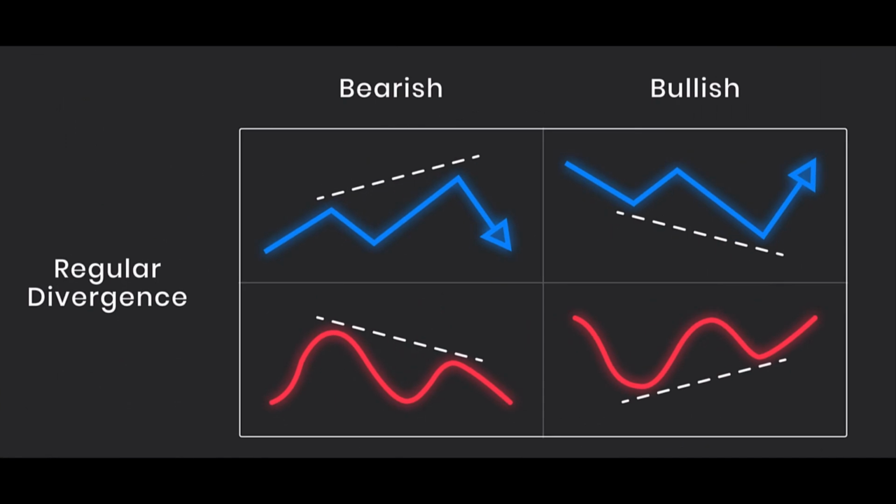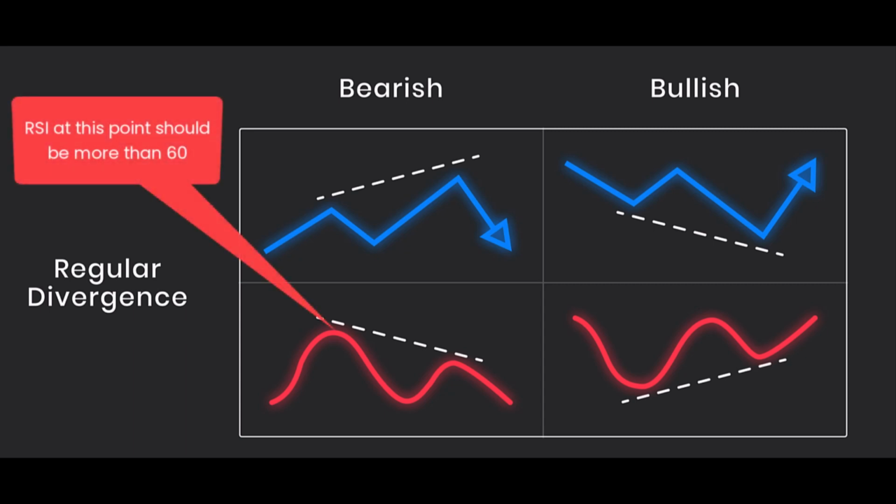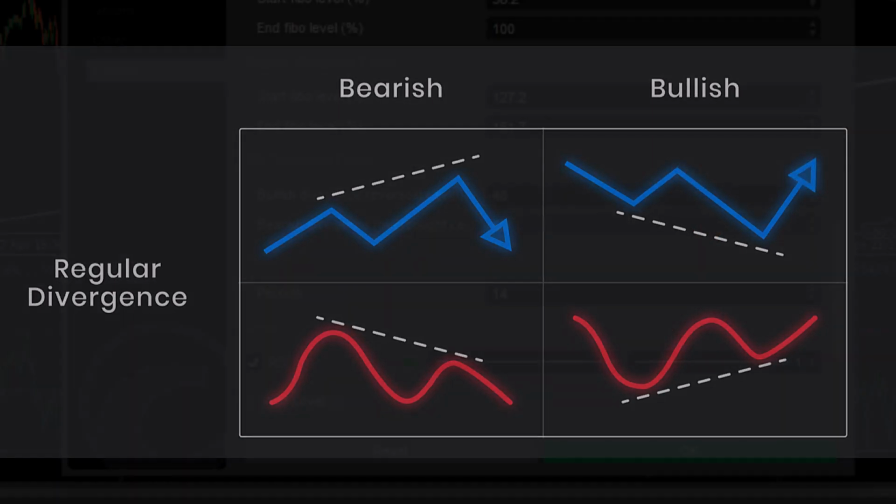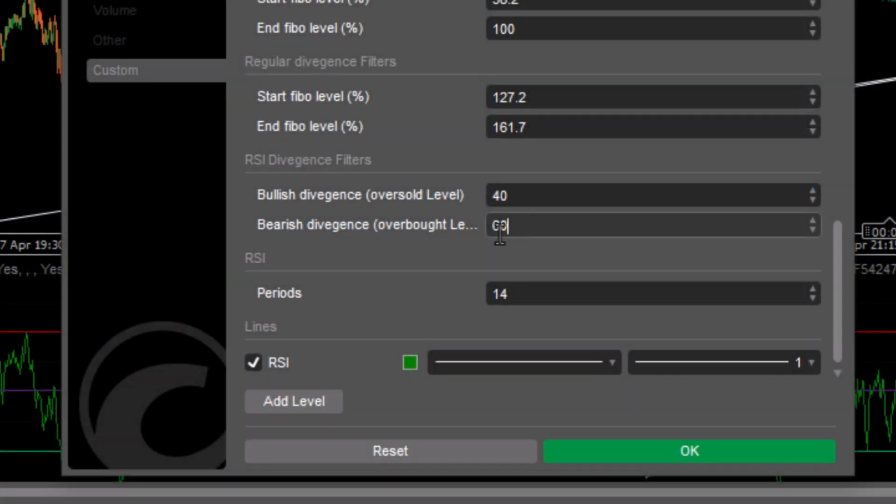But in regular divergence, the indicator checks the RSI value at the starting point of the previous trend. This means that the RSI value at the beginning of the previous trend should be greater than 60 for bearish regular divergences and less than 40 for bullish regular divergences. The last two options allow you to set the RSI period as well as the color and thickness of the RSI line.